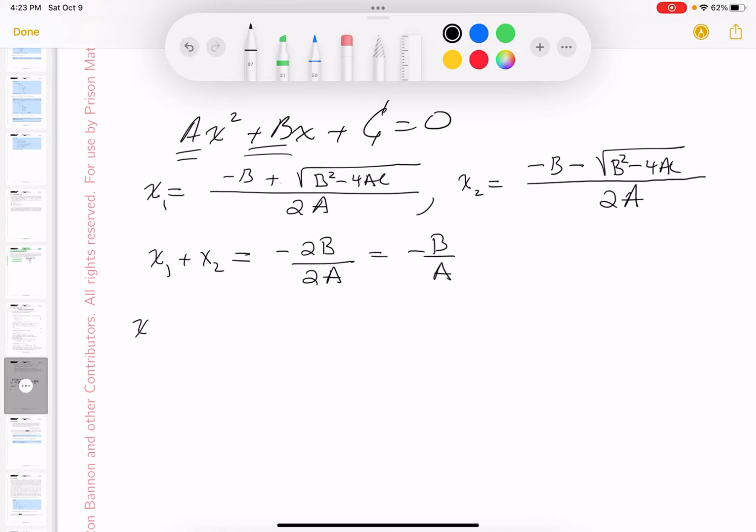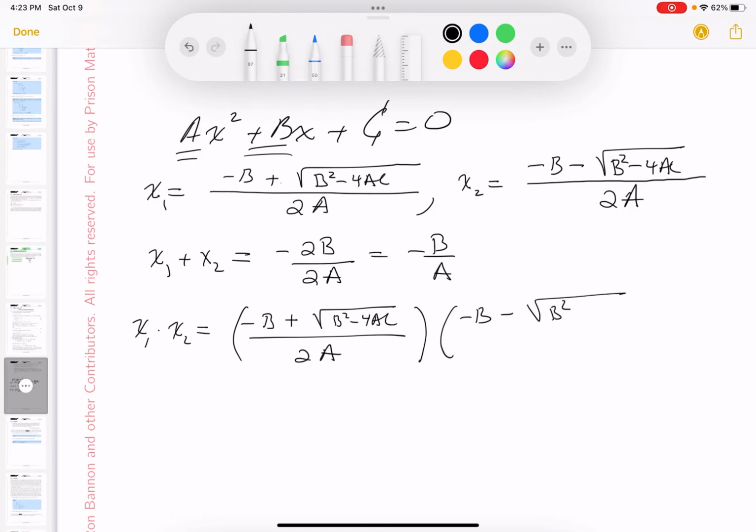All right? The other one is going to be the product of the roots. I'll write this one down, x1 times x2. A little more complicated, but I'll write it down for you. It's going to be minus b plus root b squared minus 4ac over 2a, and the other one's going to be minus b minus root b squared minus 4ac over 2a. Kind of sloppy looking, but we'll get through it. The bottom's really easy to do, right? That's just 4a squared.